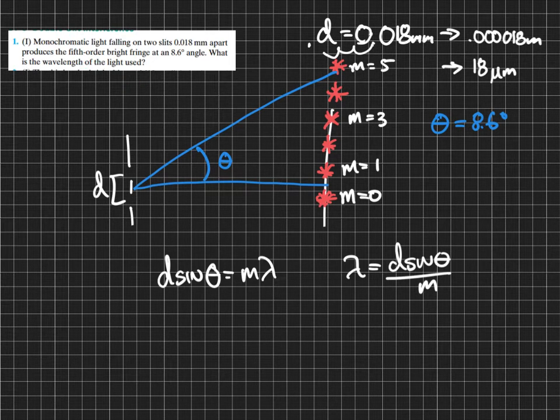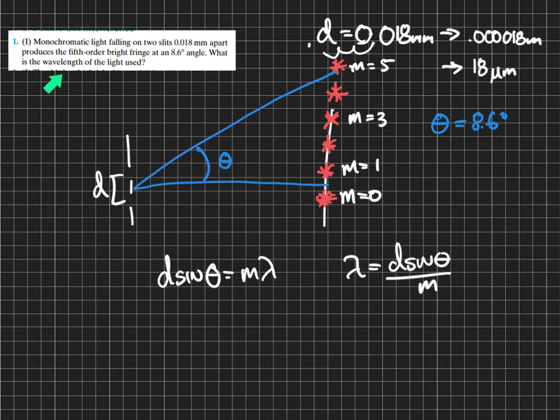So here's the image that I drew. Here's my two slits, and here's the screen where the light is going to come together. This is my m equals 0, and then this would be my fifth order fringe. The angle they make, between the line from the slits to the screen and the line from the slits to that fifth order fringe, is 8.6 degrees.